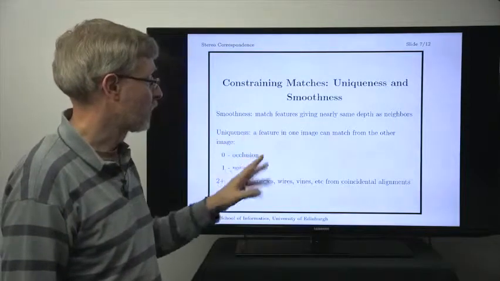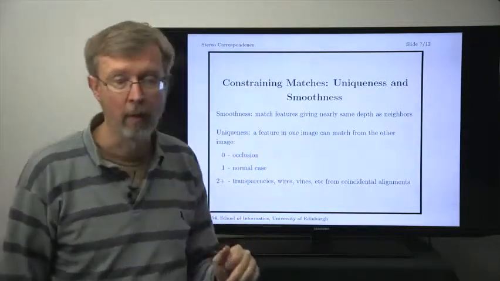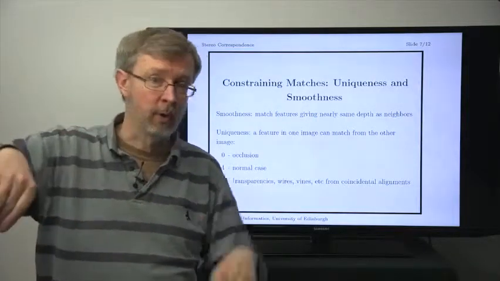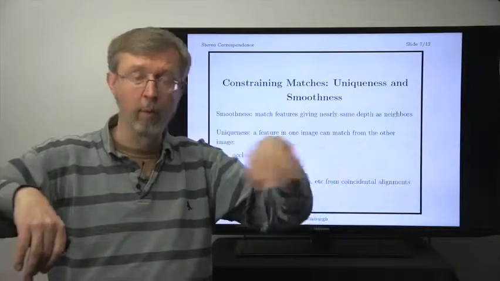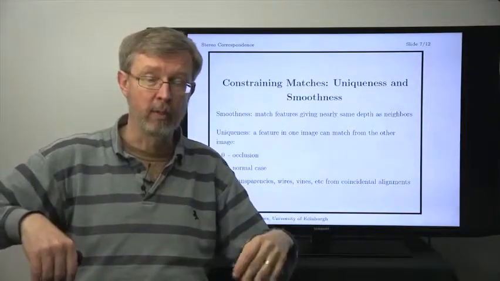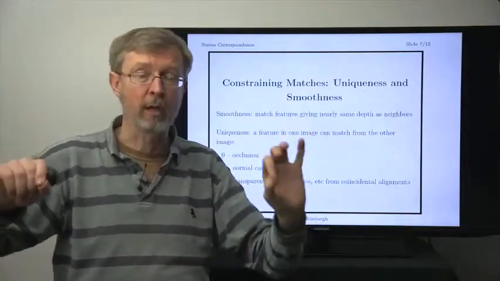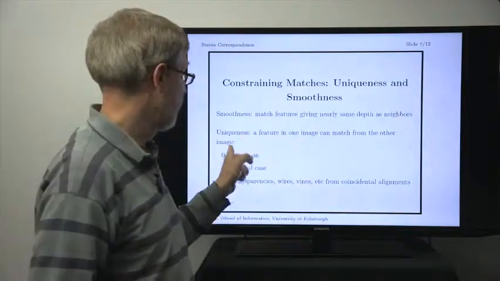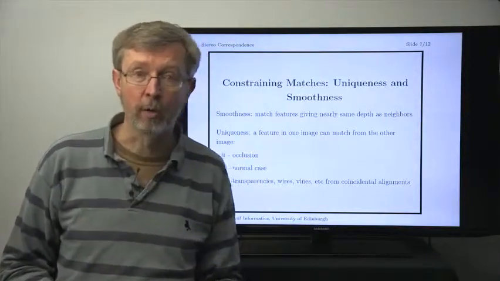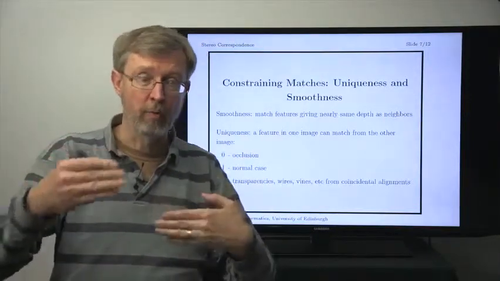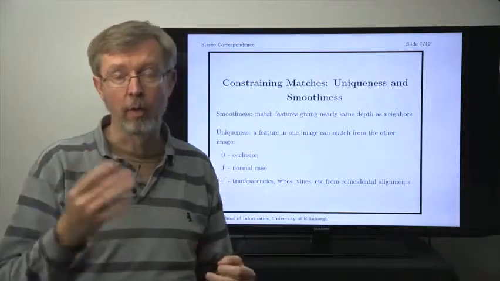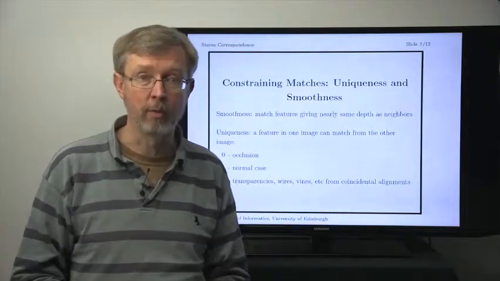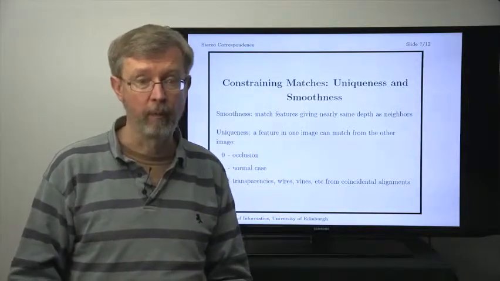Another constraint is called the uniqueness constraint. Normally, if you see a point on a regular opaque smooth surface, it can only possibly match one point in the other image. There's exactly one corresponding point. There are cases where you might get none, and that's if a feature point is near an occlusion boundary, so that in the three-dimensional world one camera can see that point, but the other camera can't see it because it's hidden behind an edge, part of the three-dimensional structure.